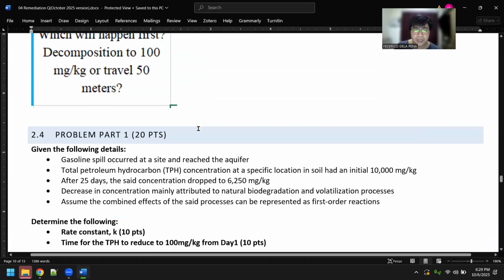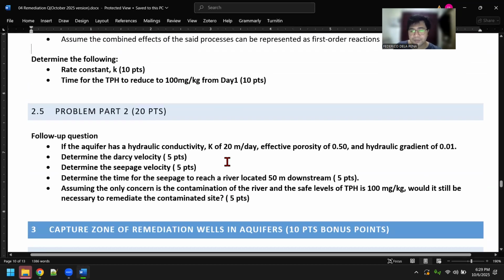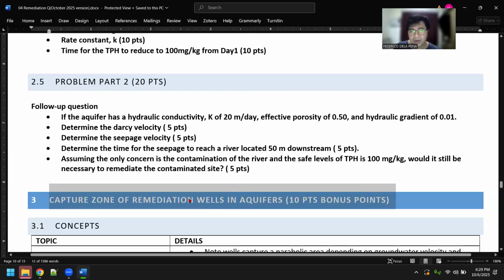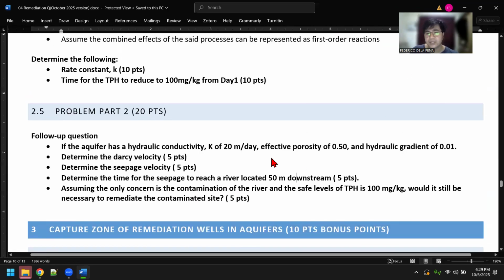Okay. Now for the problem, you have a very similar scenario, but I just tweak the values a little bit, right? I also have here a bonus problem on delineating the capture zone of remedial wells, but not gonna be discussing this for this tutorial. It's self-explanatory.